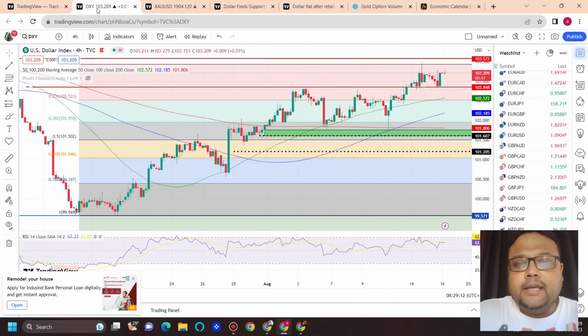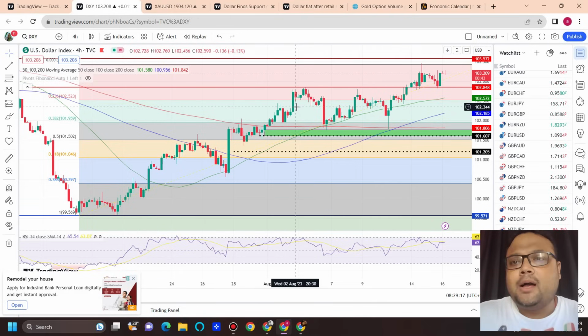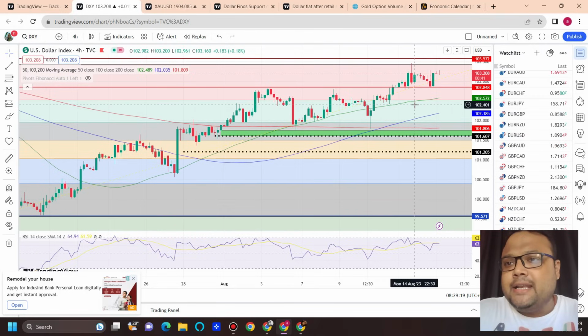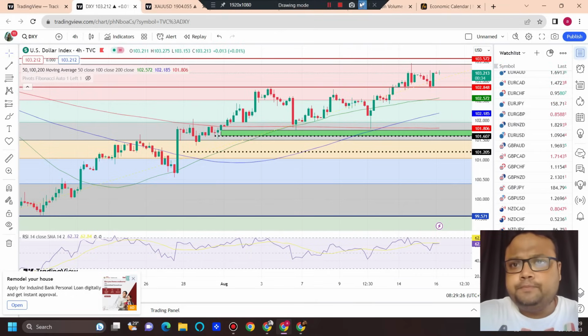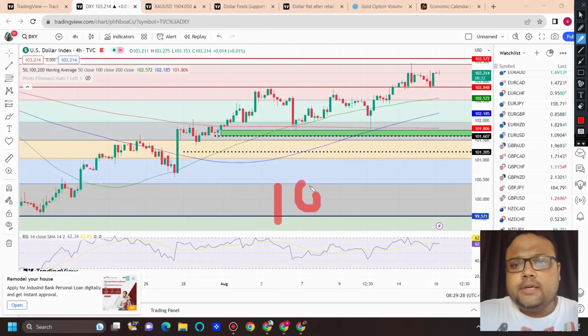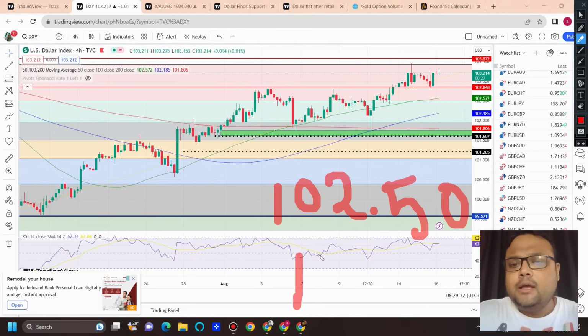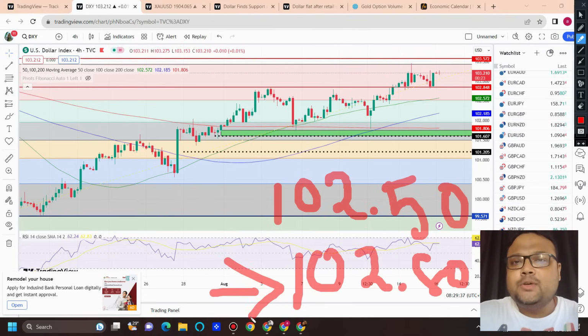Dollar finds support on higher bond yields and weak stocks. And if you look at the DXY dollar index, you can see that there is not much change in the structure of the market here. Dollar index is standing at 103.20. As expected, the dollar index is inside a range right now. The range is 102.50 on the downside and 102.80 also. 102.80 is the minor support, and 102.50 is the major support before the FOMC.